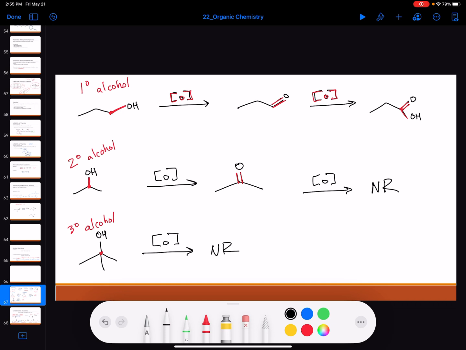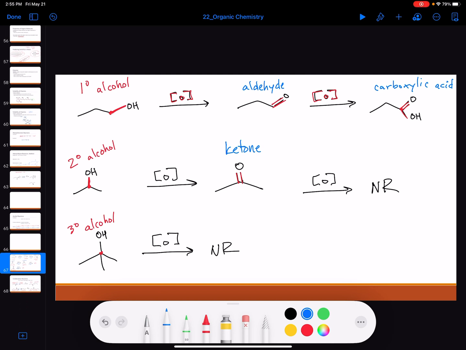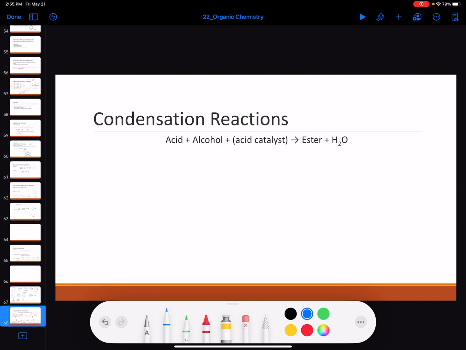So what that means is that primary alcohols can be oxidized into an aldehyde, right? And then aldehydes can be further oxidized into carboxylic acids. A secondary alcohol can be oxidized into a ketone, but a ketone can't be oxidized any further. And a tertiary alcohol can't be oxidized at all. Okay? So that's an oxidation reaction. And then the last type of reaction would be a condensation reaction.